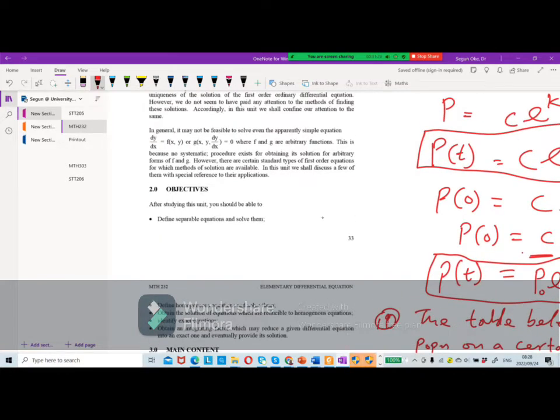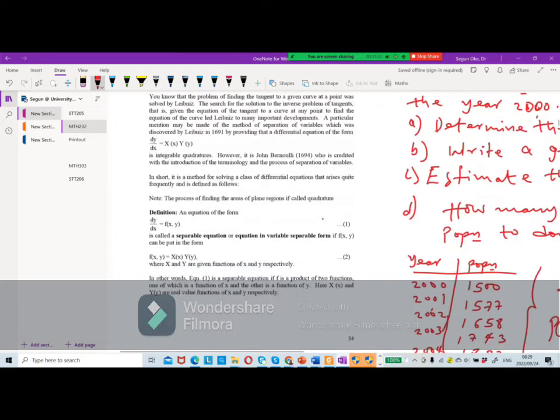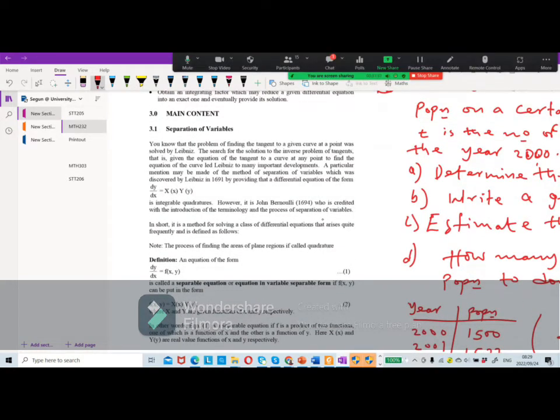So what else do we need to do now? Let's look at another person reading for us, separation of variables. Yes, go ahead.